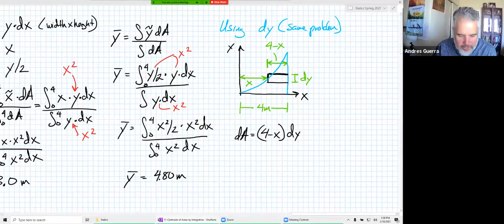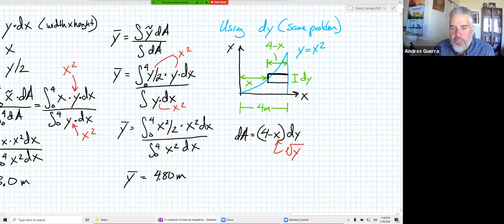And of course, we have to get rid of the dx now, or not the dx, we have to get rid of the x because we're doing a dy. And so our function is still, I didn't write it up here, but our function is still y is equal to x squared. And so x we know then would be equal to the square root of y, isn't it? Okay, so we're definitely gonna have to substitute that out there, but we have our dA.